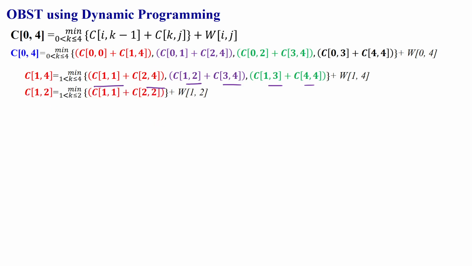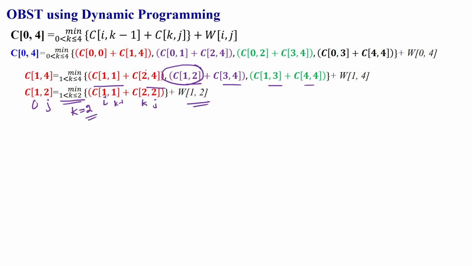So for C of 1 comma 2, here I am finding the formula, right? 1 less than k less than or equal to 2. So here we are having k equal to 2, so only a single value, right? When you are substituting, i is here 1, j is here 2, then k minus 1 is 2 minus 1 is here 1, then k value is 2, then j value is here 2. Then w of 1 comma 2 we have to identify based upon the formula, right?